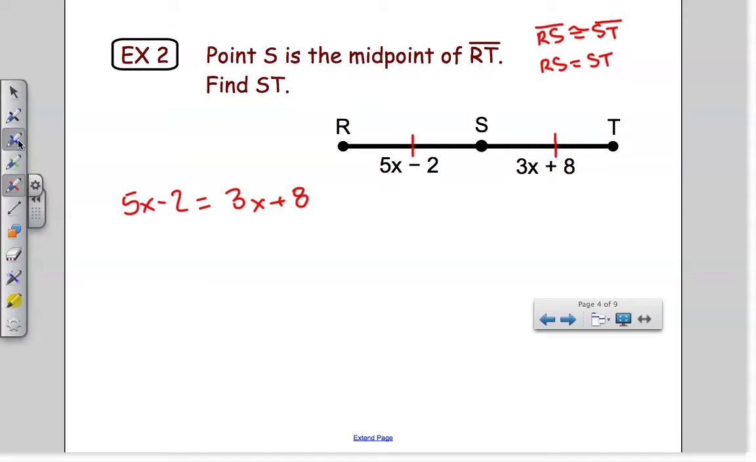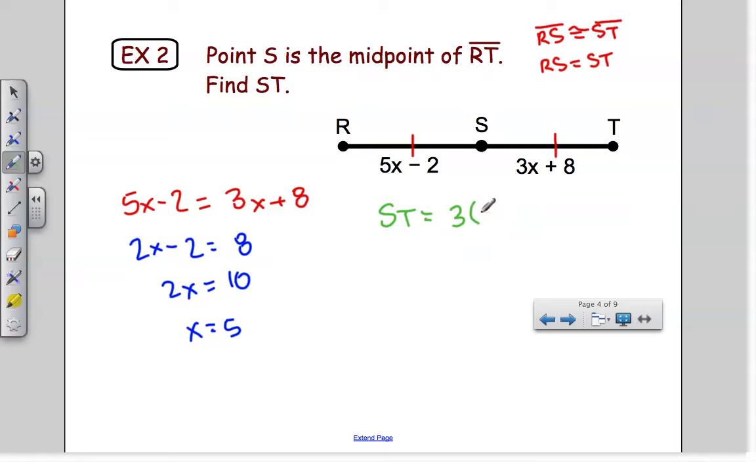Now it's some algebra. I have variables on both sides. I would probably subtract 3x from both sides first, and now I have 2x minus 2 equals just 8, right? Subtract 3x from both sides. Add 2, 2x equals 10, and x equals 5. Notice I wanted to find ST. ST was 3x plus 8, so 3 times, what is x? 5. Plus 8, 3 times 5 is 15, and 15 plus 8, it looks like ST is 23.